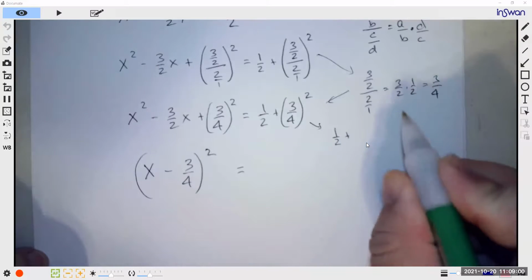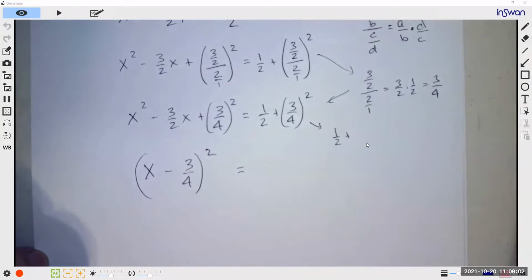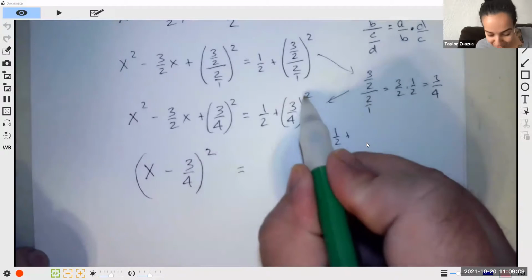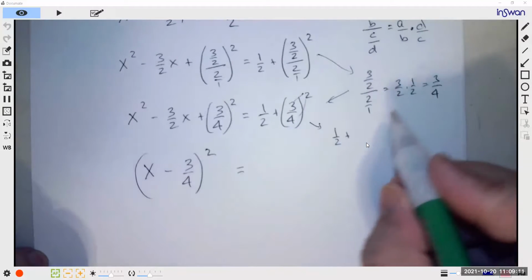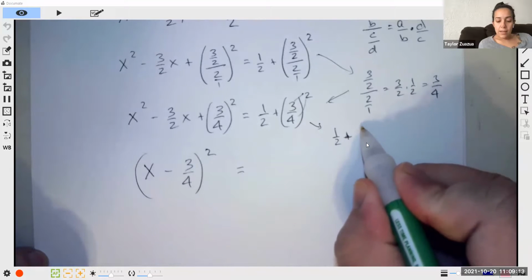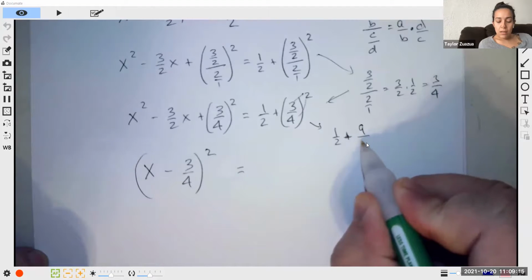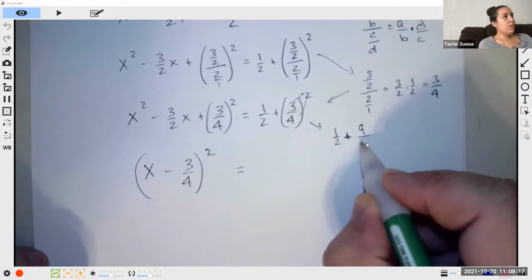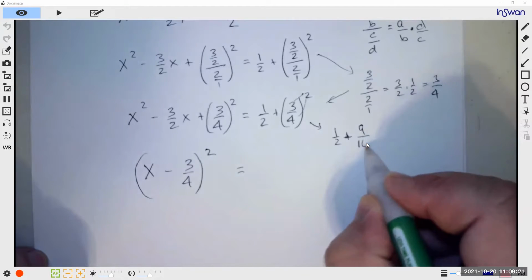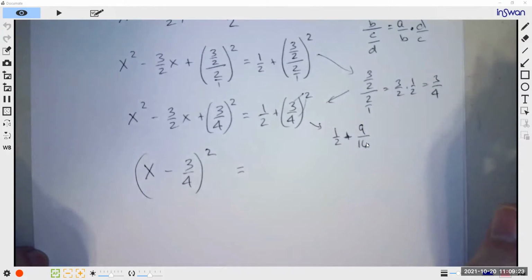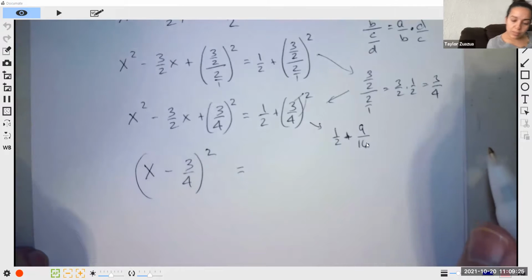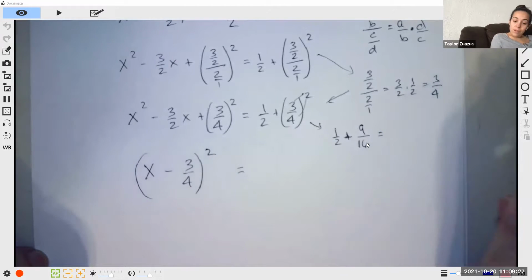What is 3/4 squared? Square on both the top and bottom. 3 squared is 9, and 4 squared is 16. So it's 9 over 16. So it's 1/2 plus 9 over 16.